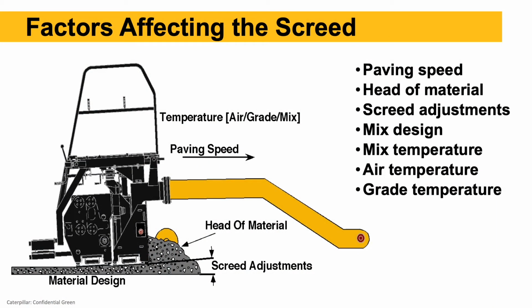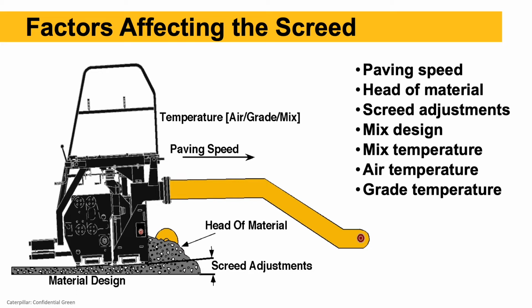So what are the factors affecting the screed? If you look at this schematic here showing the screed, and then the tow arm in yellow goes up to the tractor where it's connected at a pinned connection. The factors affecting the screed are paving speed, head of material, which we'll explain in a little bit. That's the amount of mix in front of the face of the screed. Screed adjustments that we can make. The mix design will have an effect on how that screed floats.